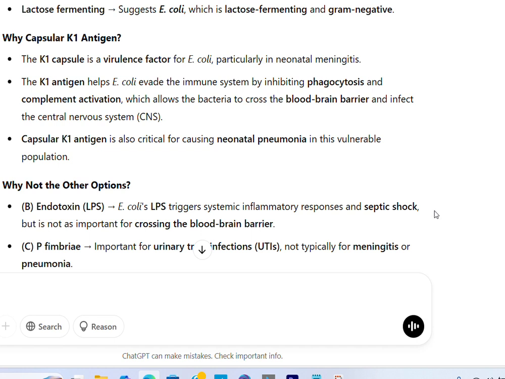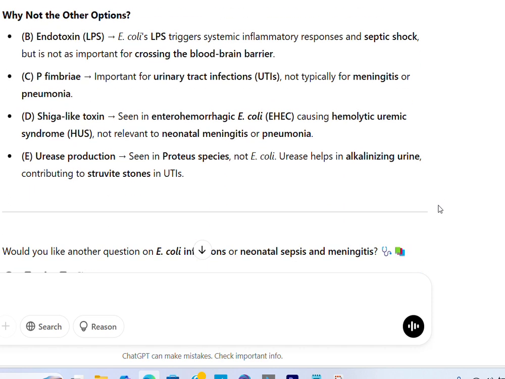Why not the other options? B. Endotoxin LPS. E. coli's LPS triggers systemic inflammatory responses and septic shock, but is not as important for crossing the blood-brain barrier. C. P fimbriae. Important for urinary tract infections, not typically for meningitis or pneumonia.